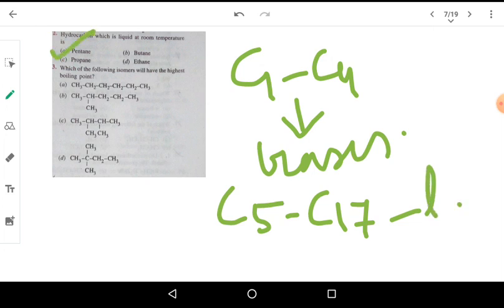Which of the following isomers will have the highest boiling point? As we can see, all of these are isomers, and if we have isomers, then we have to consider the long chain. So we are going to consider the first one as the answer.